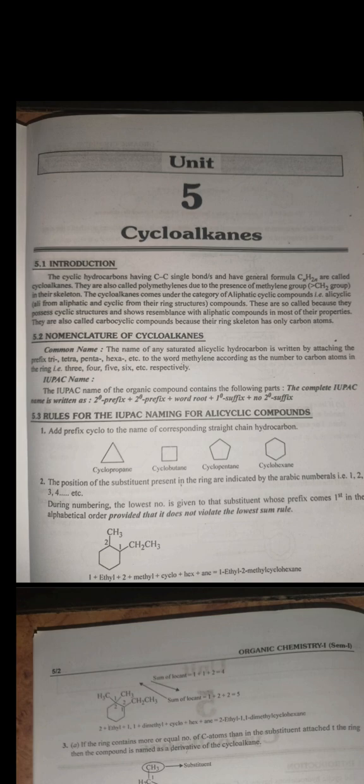Nomenclature of cycloalkanes. Common name. The name of any saturated alicyclic hydrocarbon is written by attaching the prefix tri, tetra, penta, hexa, etc. to the word methylene, according to the number of carbon atoms in the ring.